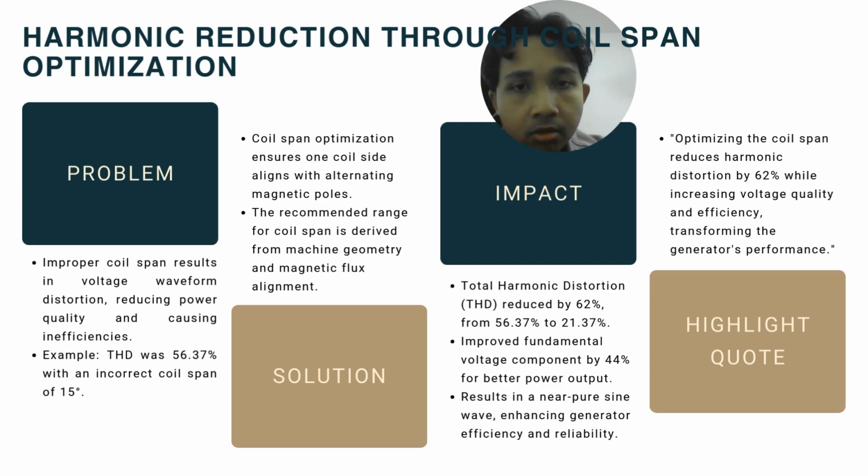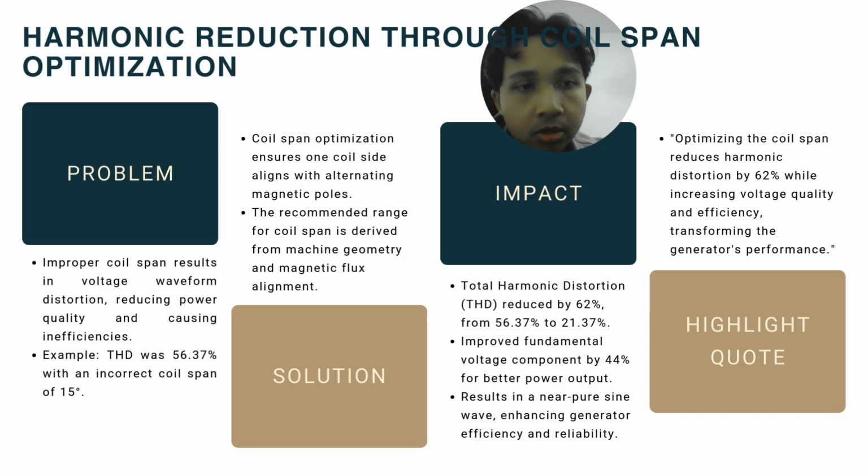For the results, the impact of optimization was remarkable. By adjusting the coil span to 45 degrees within the recommended range, the researchers reduced the THD by 62%, bringing it down to 21.37%. Additionally, the fundamental voltage component increased by 44%, transforming the waveform into a near pure sine wave. This improvement not only enhanced the generator's output power quality but also improved overall system efficiency.